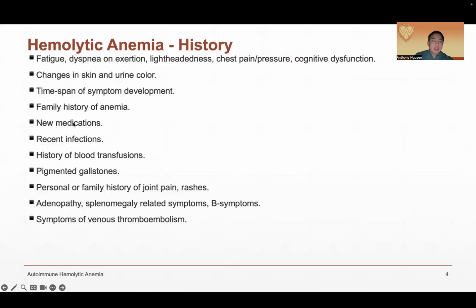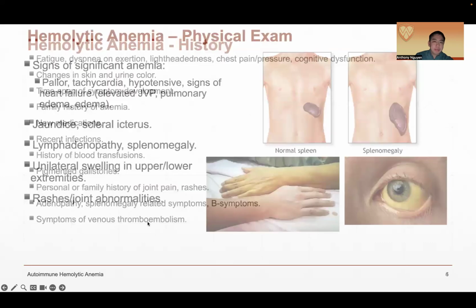Any new medications, especially antibiotics or chemotherapies or immunosuppression, recent infections, history of red blood cell or other blood transfusions, any gallstones or history of gallbladder removal, a personal history of or family history of joint pain, rashes, and also lymph node swelling, enlarged spleen, or any B symptoms, which are fevers, chills, night sweats, and weight loss, and any history of a venous blood clot.